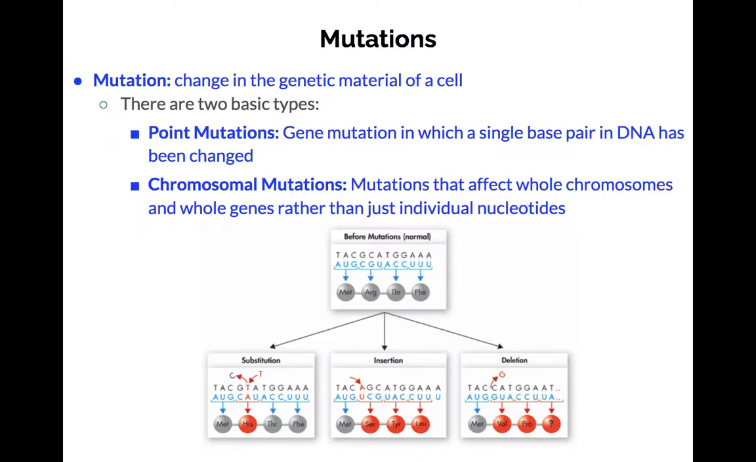So here we have a few vocabulary terms. First off, we have a mutation, which is the change in the genetic material of a cell. We're going to talk about two basic types, a point mutation or a chromosomal mutation. Point mutations are gene mutations in which a single base pair in DNA has been changed. Chromosomal mutations are mutations that affect whole chromosomes and whole genes rather than just individual nucleotides.